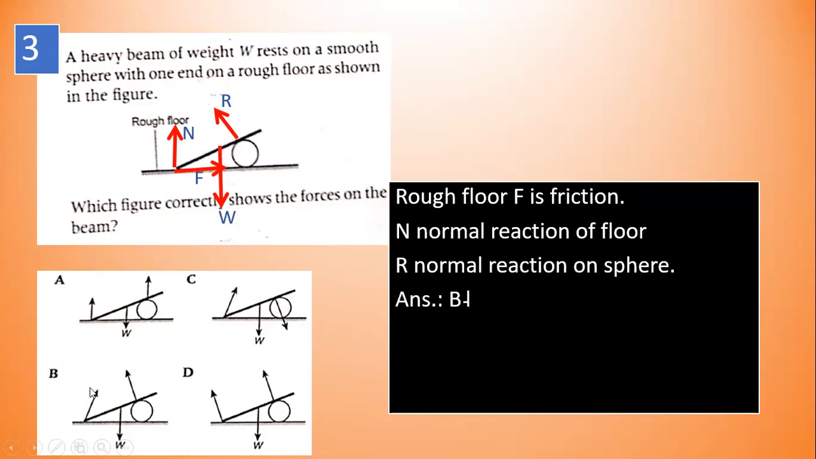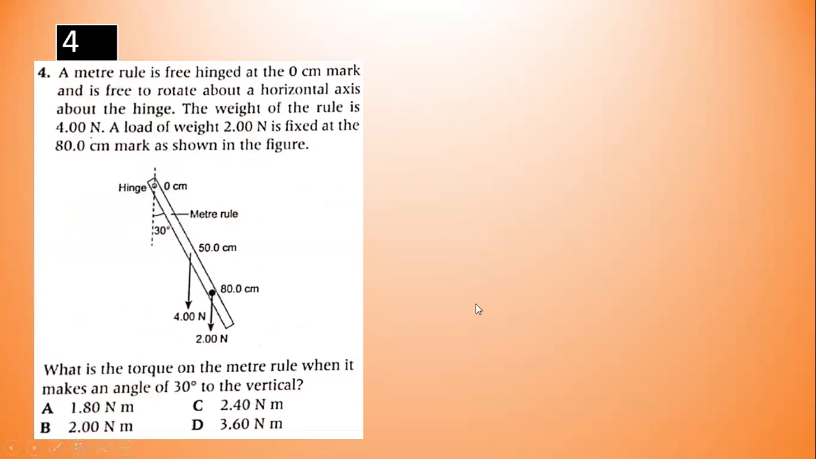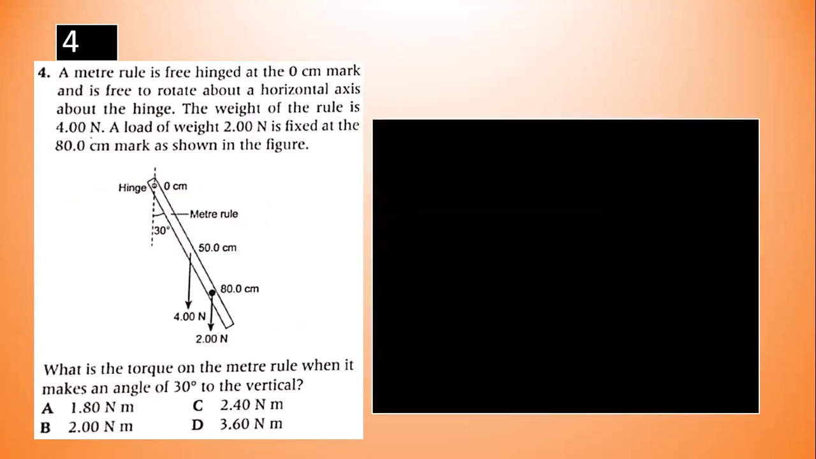Okay, the reaction is here. A meter rule is hinged at the O mark and is free to rotate about a horizontal axis through the hinge. The weight of the ruler is 4 Newton, and there's your weight, 2 Newton, fixed at the 80 cm mark as shown in the figure. What's the torque on the meter rule when it makes an angle of 30 degrees?